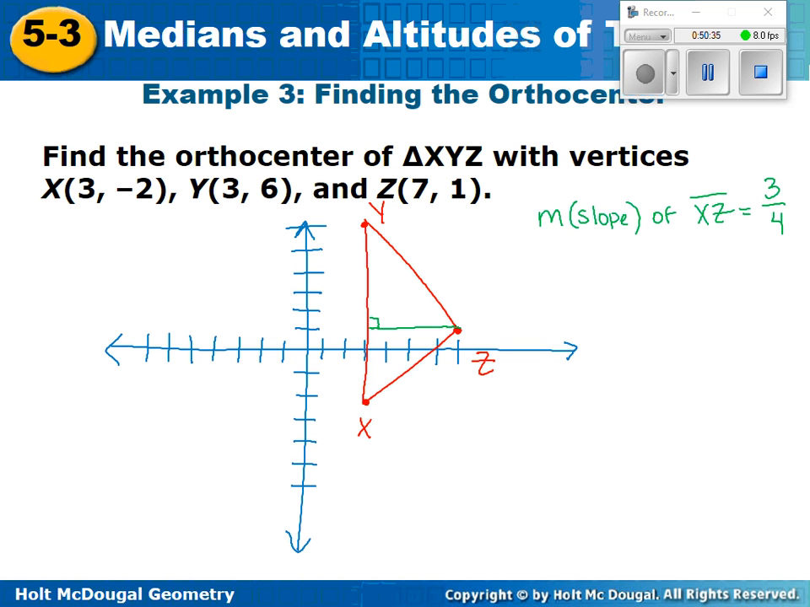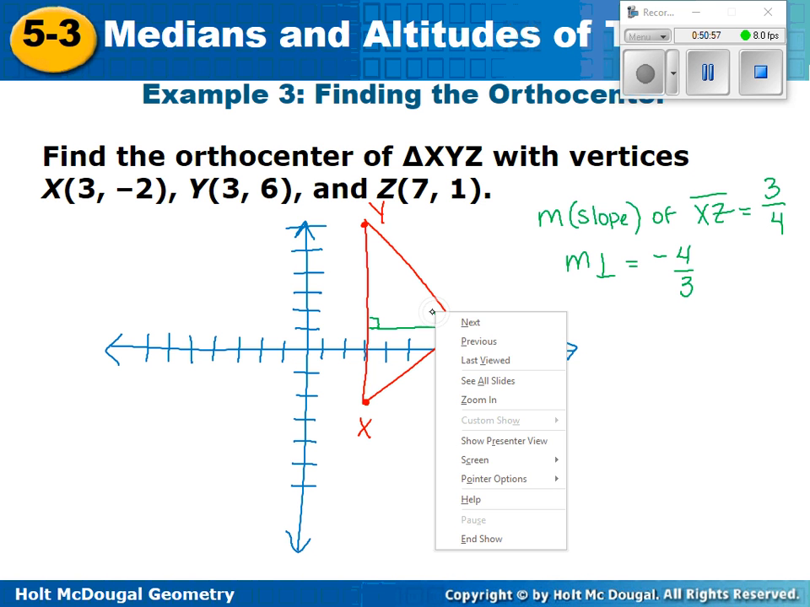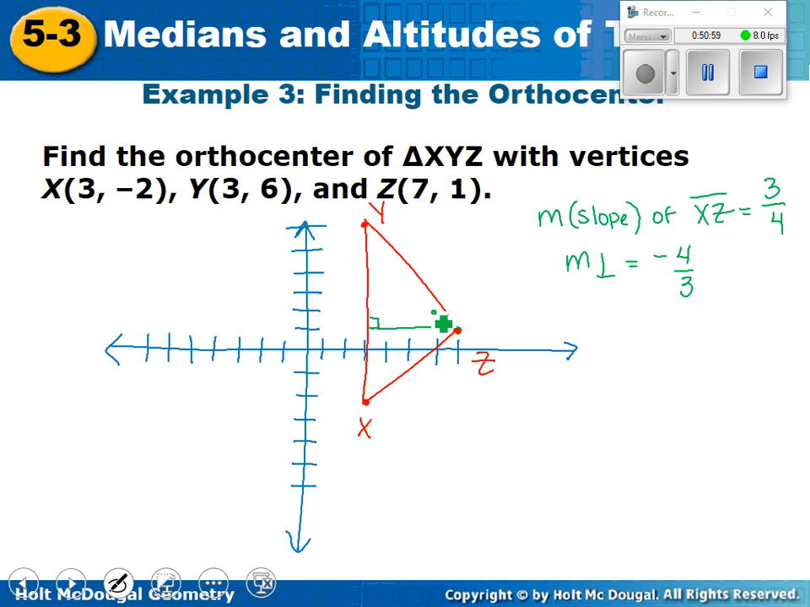So we want to go from y with the opposite reciprocal slope. So what is the perpendicular slope? Negative 4 over 3, right? So we're going to go from y, down 4, right 3. So from y, go down 4, right 3. And you could do it again if you want to. Down 4, right 3. It's going to be somewhere about there.